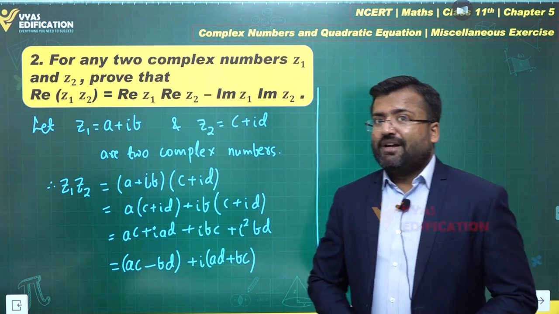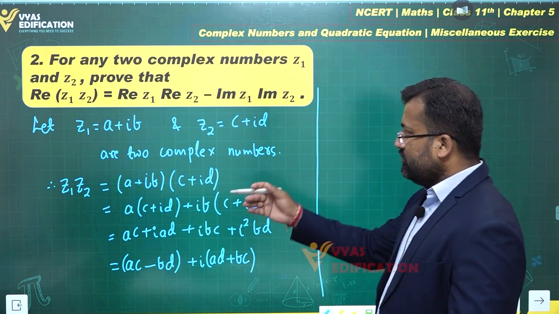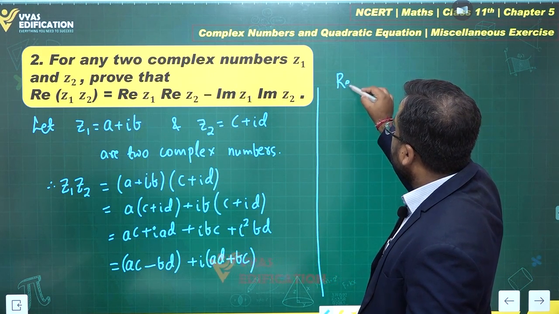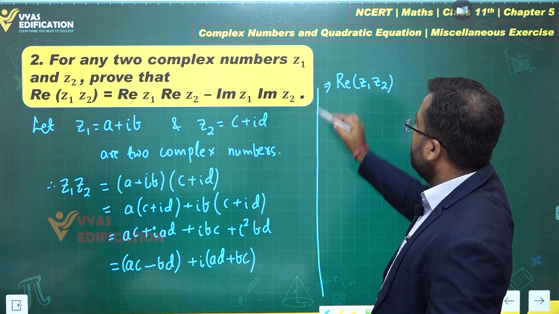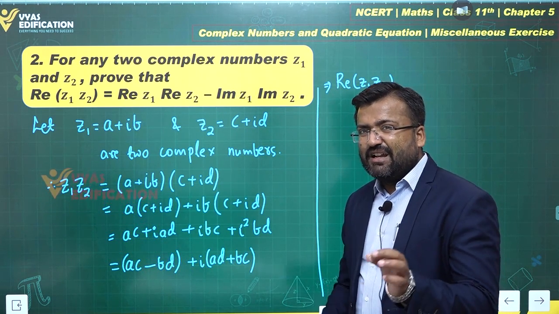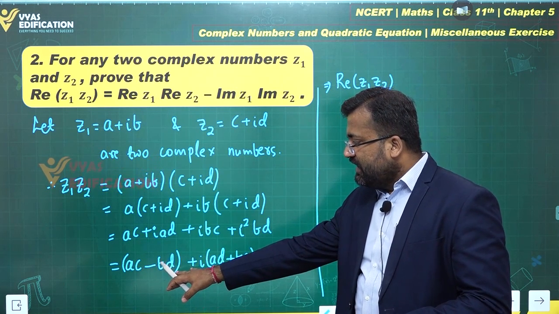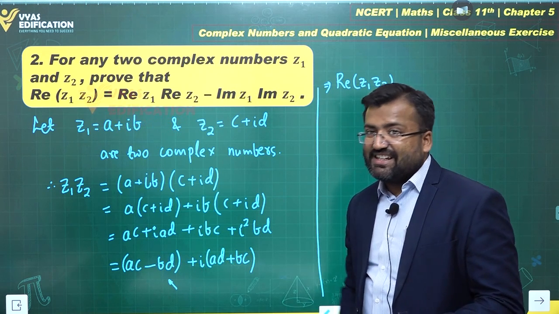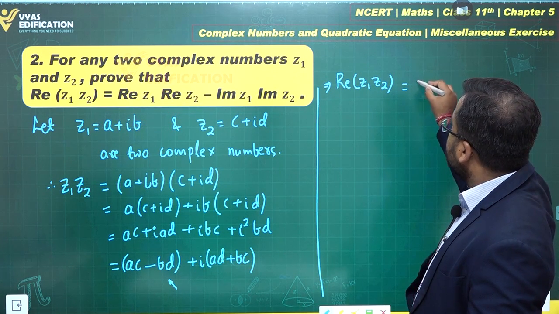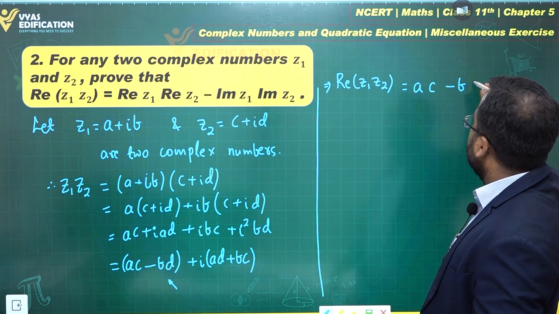Now I want to comment about the real part of z1 z2. Let's talk about the real part of z1 z2. This particular thing implies that the real part of z1 z2 is equal to what? Can you observe that? This is the imaginary part, that is the real part. The real part is equal to ac minus bd.